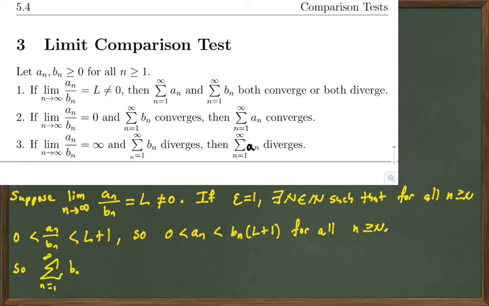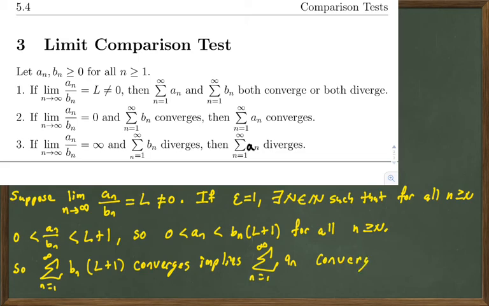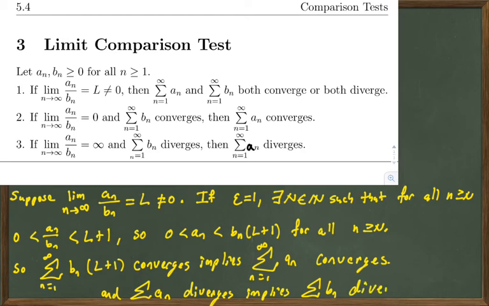Since the sum n equals 1 to infinity of b sub n times L plus 1 is going to converge, so we'll make the assumption that the b sub n series converges, then if we multiply it by a constant, that's not going to affect it converging. So because that series converges, this implies that the sum n equals 1 to infinity of a sub n converges, and that's using the direct comparison test. And if the sum of a sub n diverges, since it's smaller than the b sub n, then the b sub n will also be forced to diverge.